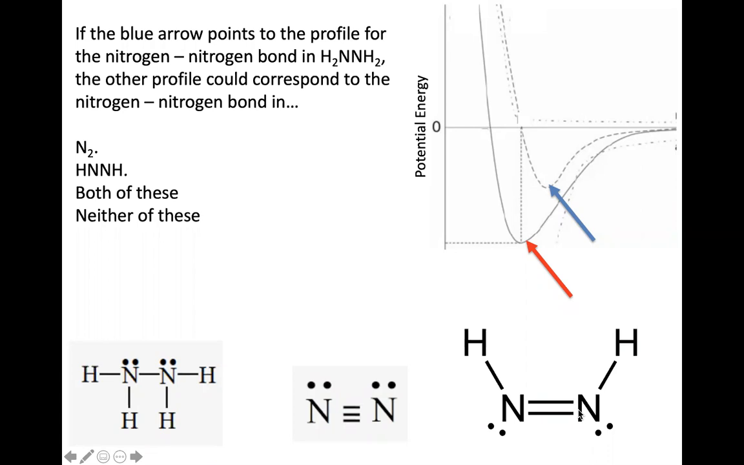So in order to answer this one, I'm definitely thinking about the bond order and saying, okay, what would be a shorter bond than the single bond? Well, a triple bond would be shorter. I think the double bond would be shorter as well. I think both of these are applicable. I think both of these could correspond to that solid line right there.